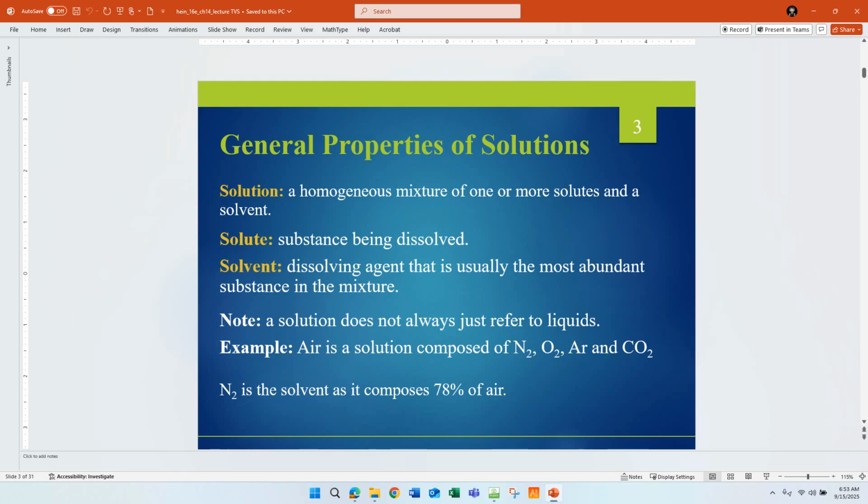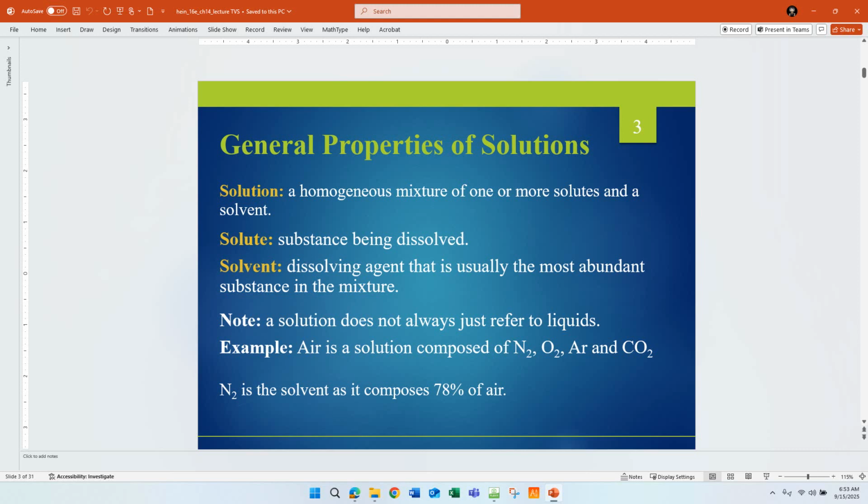So, general properties of solutions. A solution is a homogeneous mixture of one or more solutes in a solvent. The solute is what's being dissolved, and the solvent is what's doing the dissolving. A lot of times this will be water or an alcohol that is the solvent, and various solutes like salt or another type of alcohol can be dissolved in the solvent.